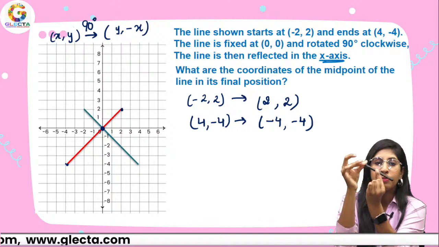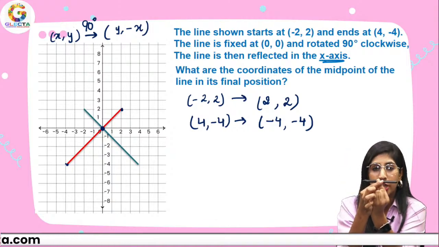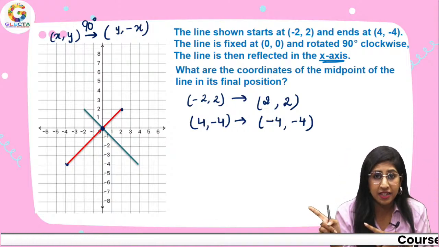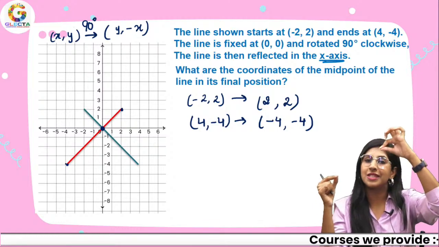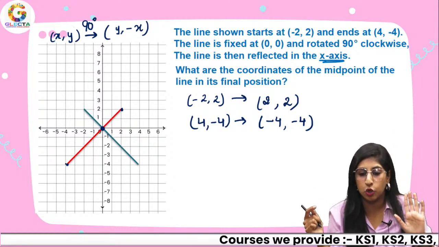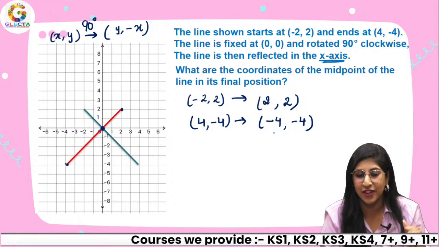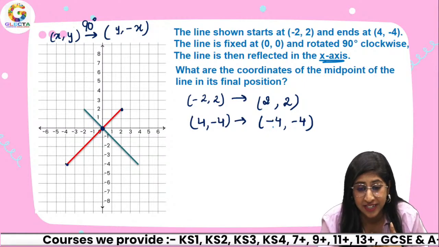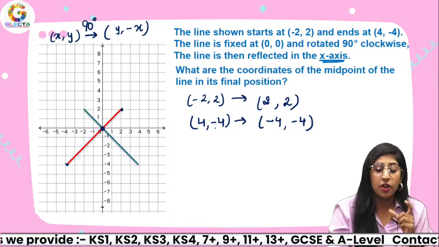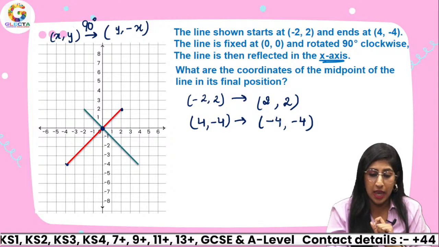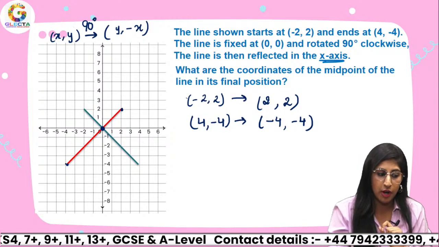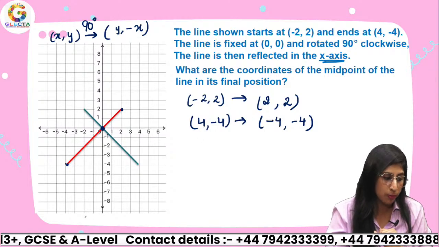These endpoints are being rotated, the center does not change. Similarly, for these lines that you see on the screen, just take their endpoints, that's all. Alright, okay, Jason got correct, Ekta is getting it, great. So now 4, 4 and negative 4, negative 4 became negative 4, negative 4, and negative 2, 2 became 2, 2.